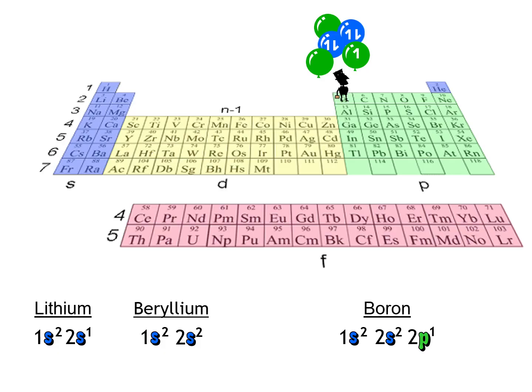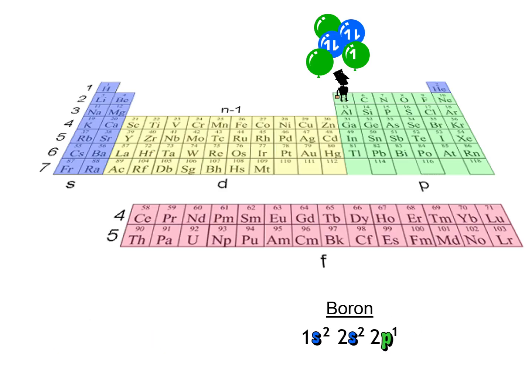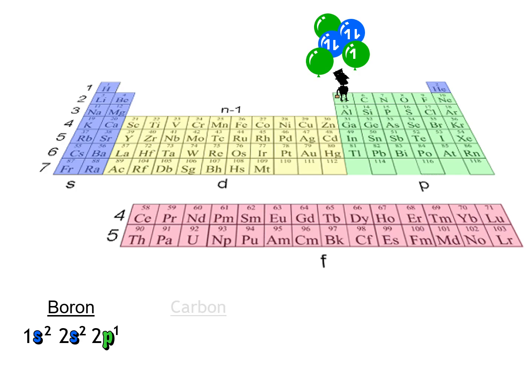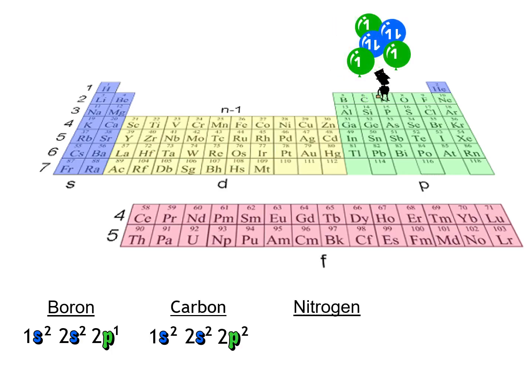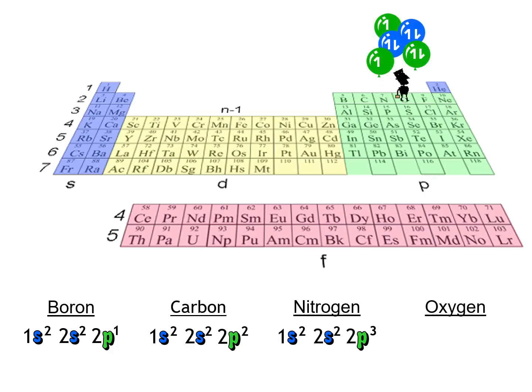Now the animation was getting too difficult, so he's just going to kind of fade in and out at this point. So we have, keep clicking, carbon would be 1s2, 2s2, 2p2. Nitrogen would be 1s2, 2s2, 2p3. Oxygen, 1s2, 2s2, 2p4. We're just stepping over into the next box each time. So we're adding one electron to whatever box we're stepping into.